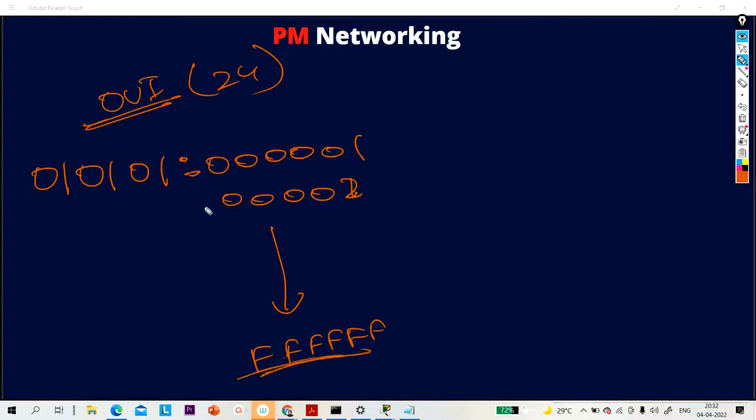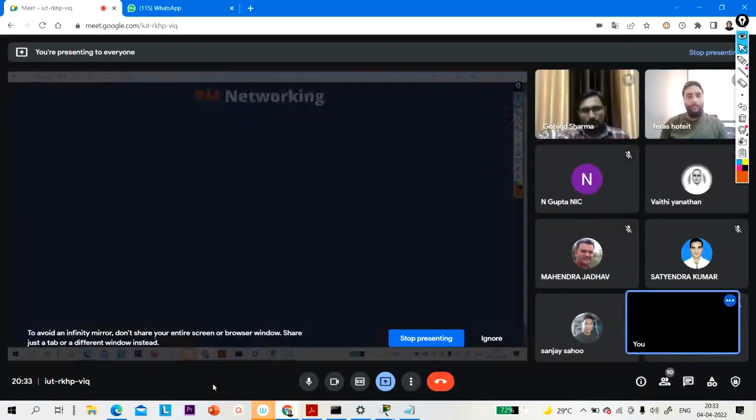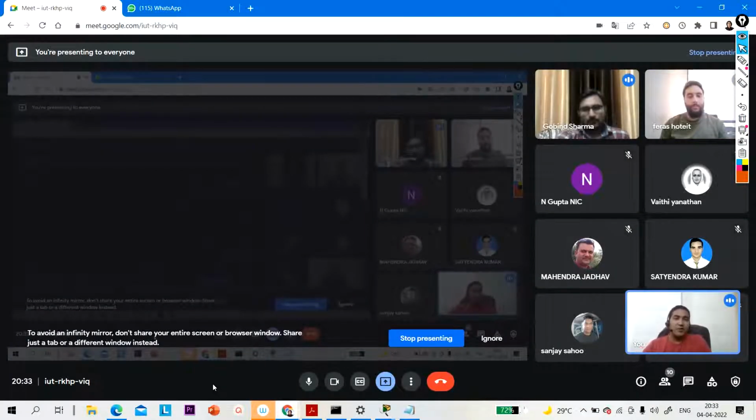So I can manufacture 2 to the power 24 computers from here. When I finish manufacturing 2 to the power 24 computers, I will purchase one more OUI from IANA. Okay, that's all about the MAC address. Any confusion to anybody? If not, please let me know, then I will move on to the IP address.